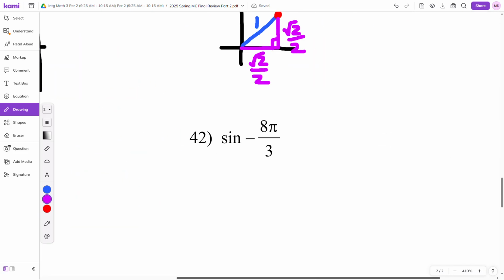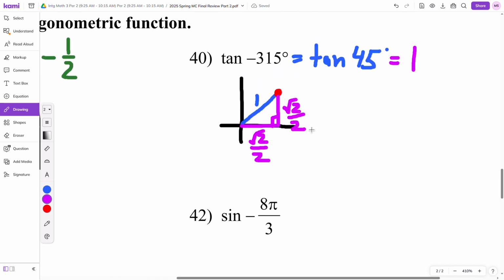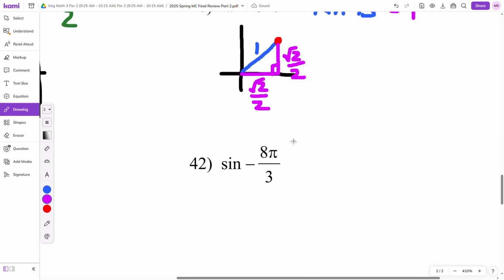Number 42. Again, try to work this out yourself. Now, just as before with this negative value, this one also has a negative value. And I was already thinking about adding 2 pi, just because not only is this negative, but it's beyond 1 revolution. For example, if you had 6 pi over 3, that would be the same thing as 2 pi, which is 1 whole revolution. And anything, you can add and subtract 2 pi all you want. It's not going to change the value of this.